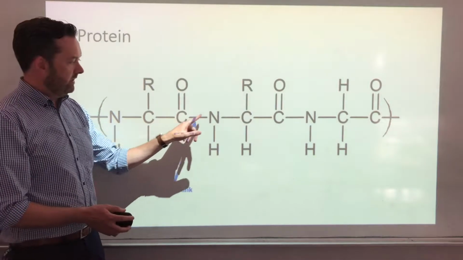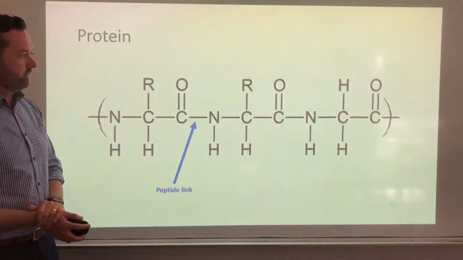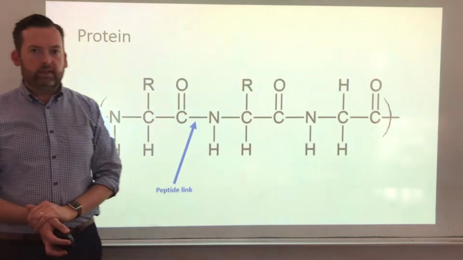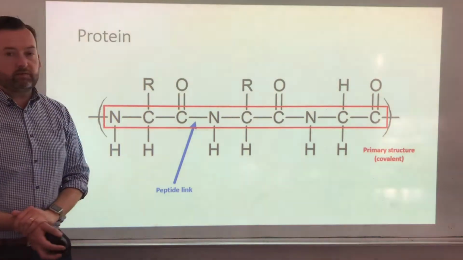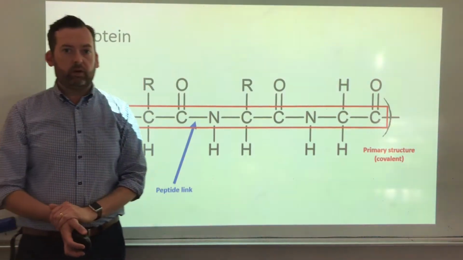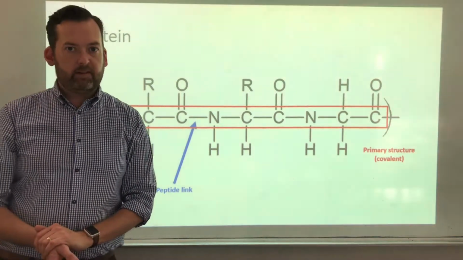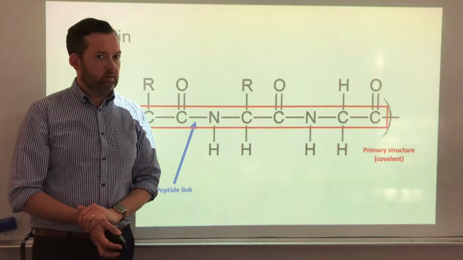Remember, the CN, that's the peptide linkage. Now we come to our first level of structure here, and that's this. This is the primary structure. There are 4 levels of structure. In year 12, you only need to know about 3 of them: primary, secondary, and tertiary. Quaternary is not on the syllabus.